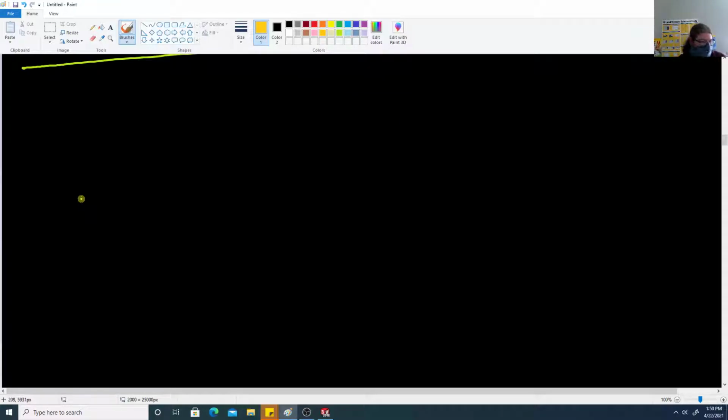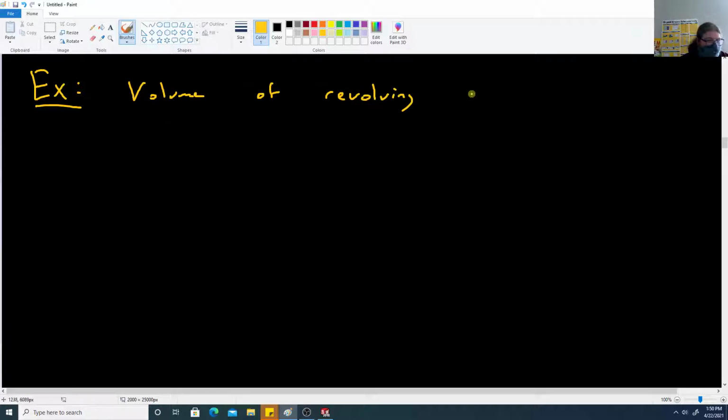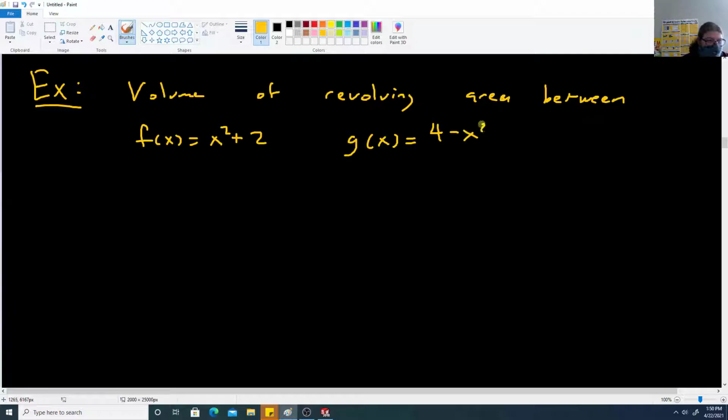Okay, so next couple problems we got here. For this example, we want to find the volume of revolving the area between two functions, f of x equals x squared plus 2, and g of x equals 4 minus x squared, about the horizontal line y equals -3.